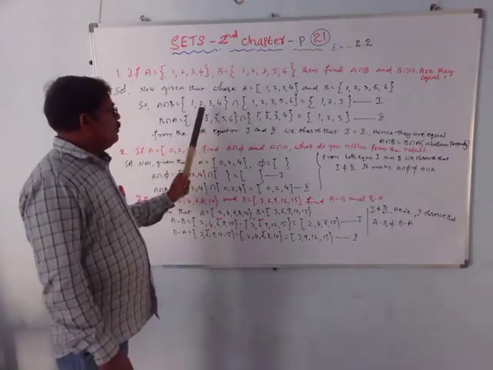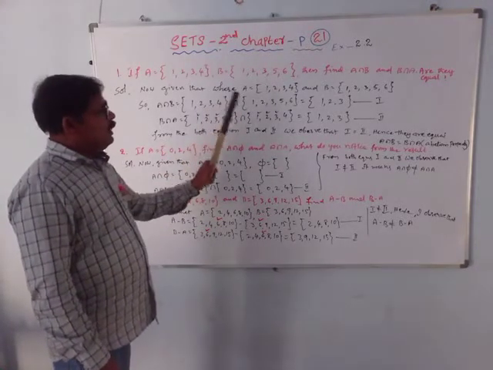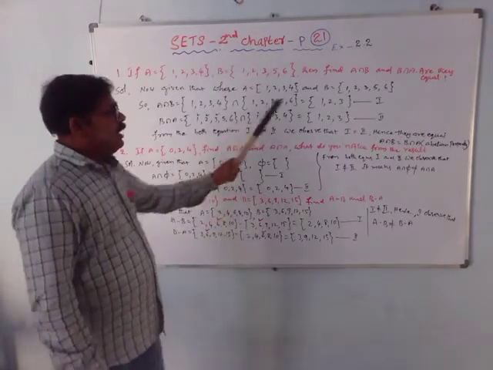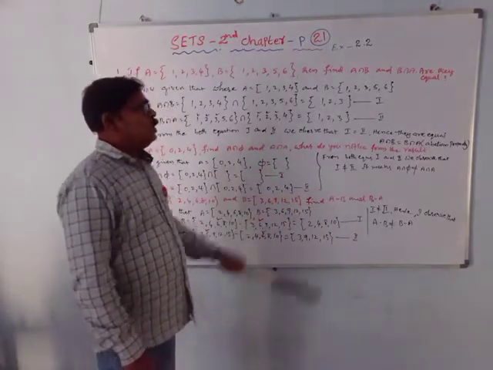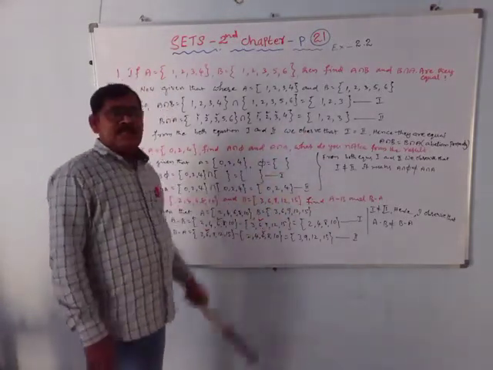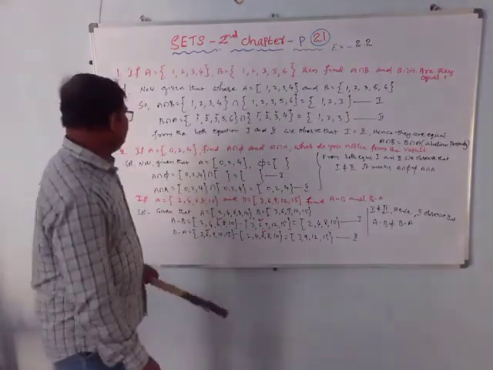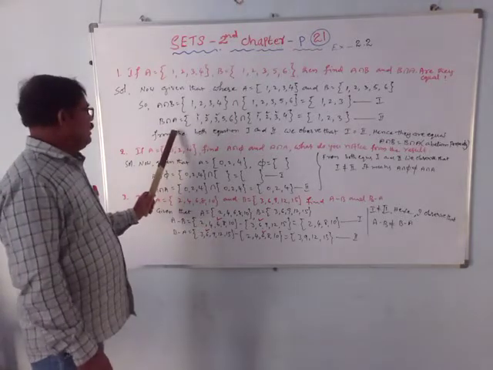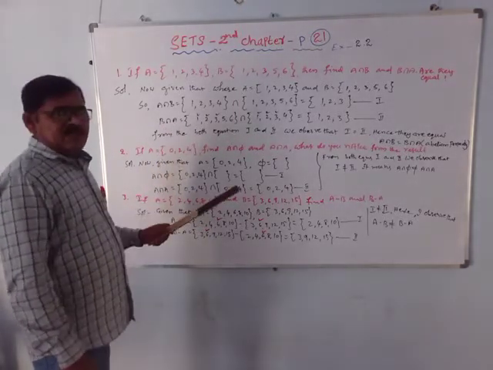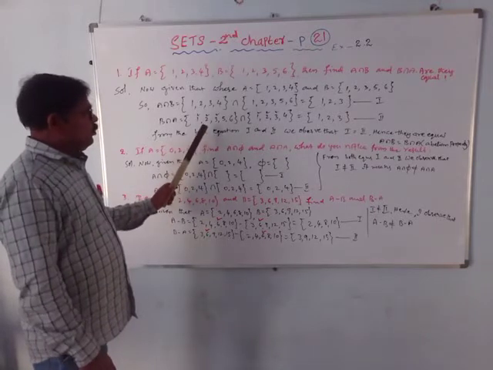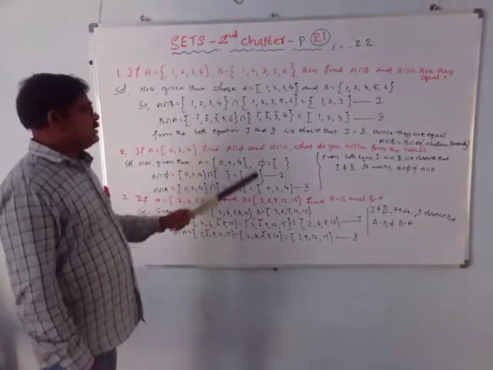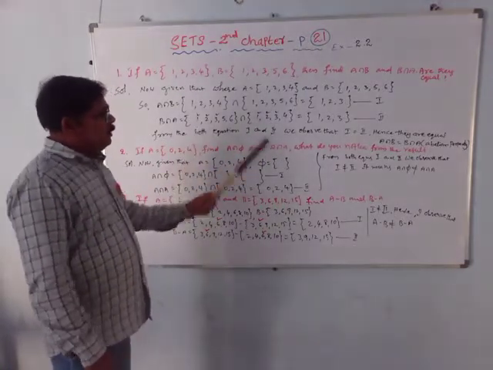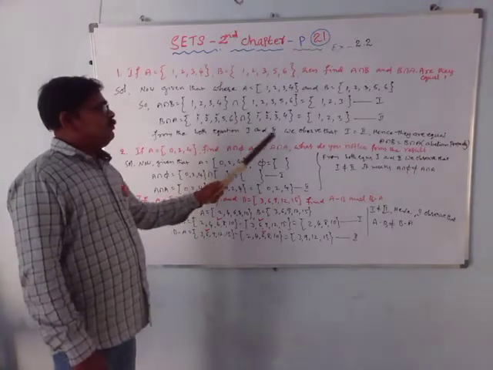Similarly, the elements 1, 2, 3 are also in set B. Hence, I have written {1, 2, 3} and let us call it equation 1. Then I am finding B intersection A. B means {1, 2, 3, 5, 6}. A means {1, 2, 3, 4}. Here also the common elements are the same: 1, 2, 3.